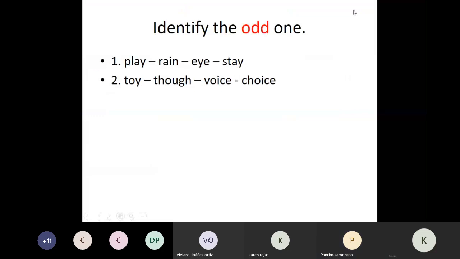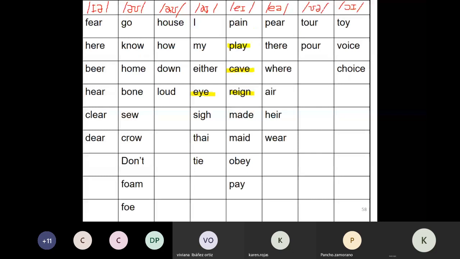So take 3 to 5 minutes and design a short exercise in which you have 4 options, and one of them does not belong to the category. One of them is the odd one. Okay. In 3 minutes, we can start sharing. All right. I'm going to be here.